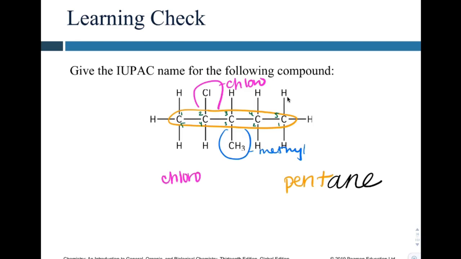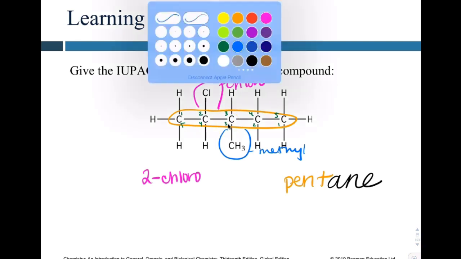Now where is my chloro? It's on carbon 2. You have to tell me where it is, because you can have chlorine hanging off carbon 1, carbon 2, carbon 3. You've got to tell me where it is. And we're choosing carbon 2. We're choosing to number from left to right, because our other option is 3 and 4, and 2 and 3 is much better. So 2-chloro is hanging off of carbon 2, and then where's my methyl? It's hanging off of carbon 3.